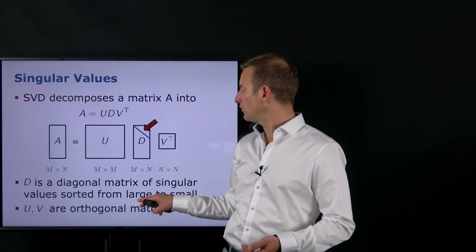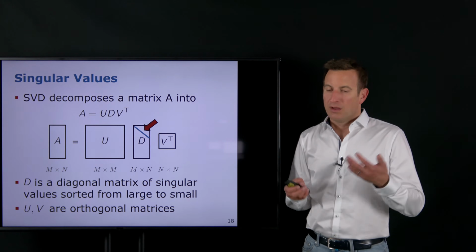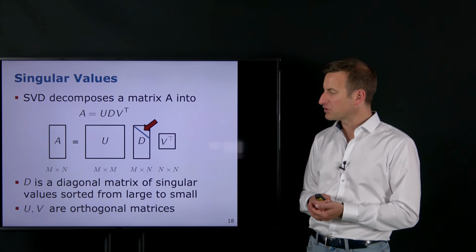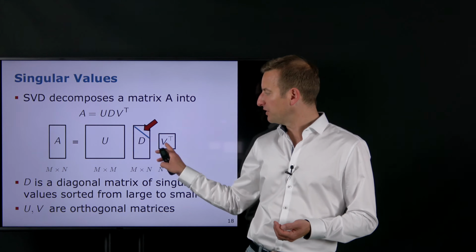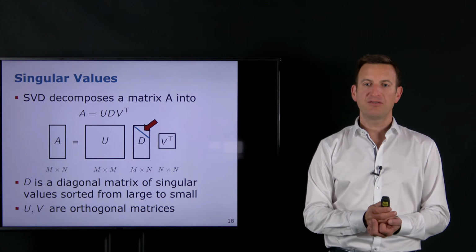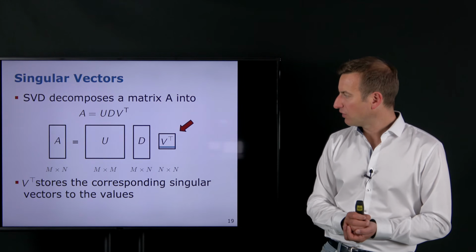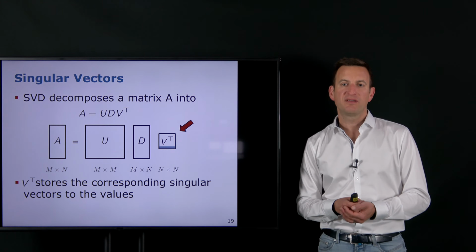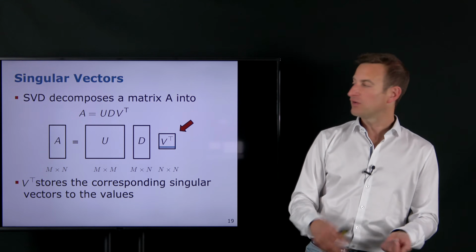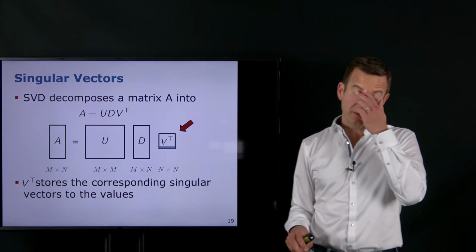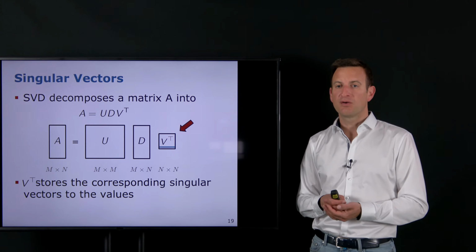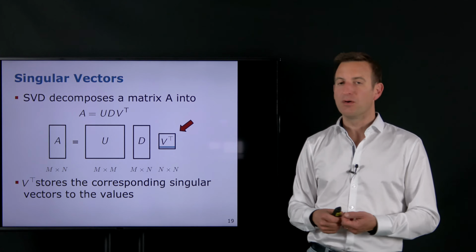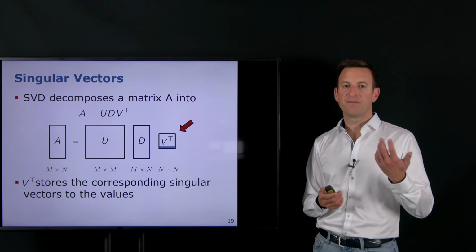In addition to this, this matrix U and this matrix V are orthogonal matrices, so similar as we know it from rotation matrices or reflection matrices, realizing reflections. These are the properties of my matrix U and my matrix V over here. And the important thing, what we're interested in this matrix V or V transposed, is that it stores the singular vectors corresponding to the singular values which are stored in D. So D contains the singular values, and V or V transposed corresponds to the singular vectors. So if it's V transposed, here a row corresponds to a singular vector.